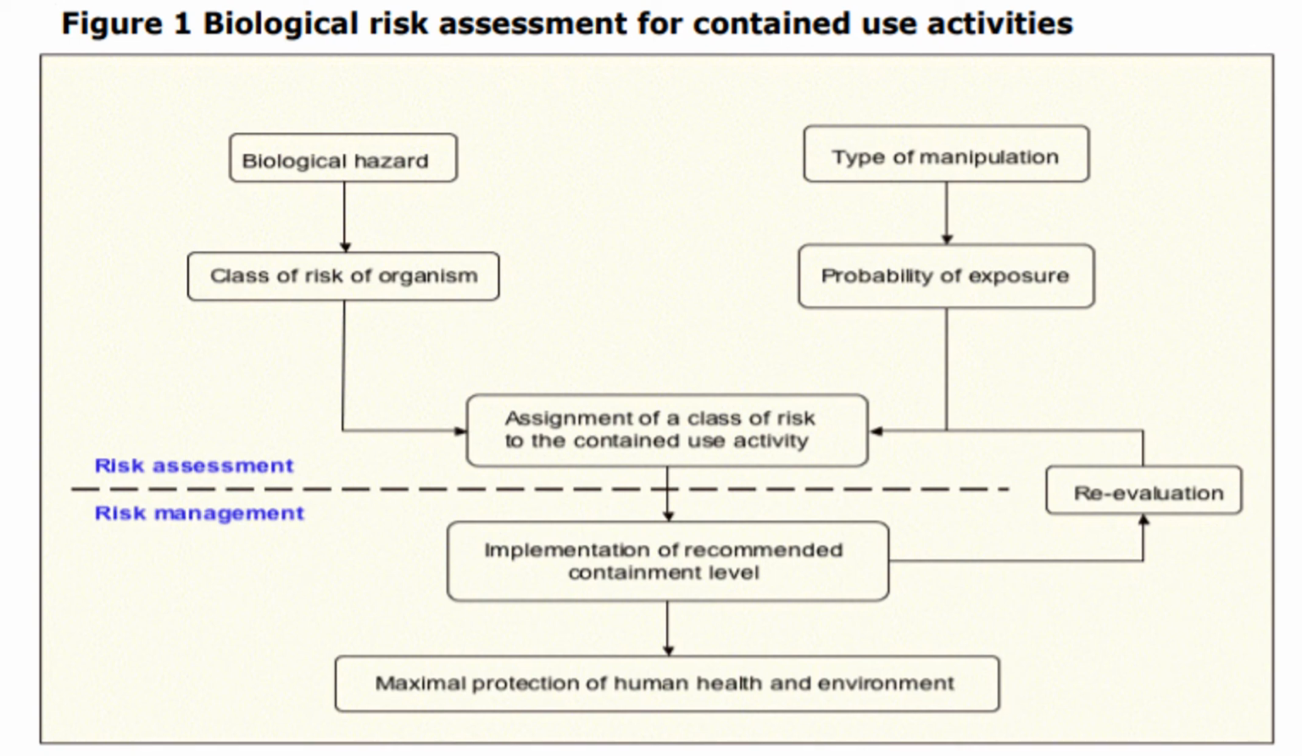Then you get into risk management, which is what steps you're going to take in order to make sure that the risks that you've identified are properly controlled and not harmful to humans and the environment. There's a cyclical step here: every time that you implement a containment level, you need to reevaluate your risk class based on that.